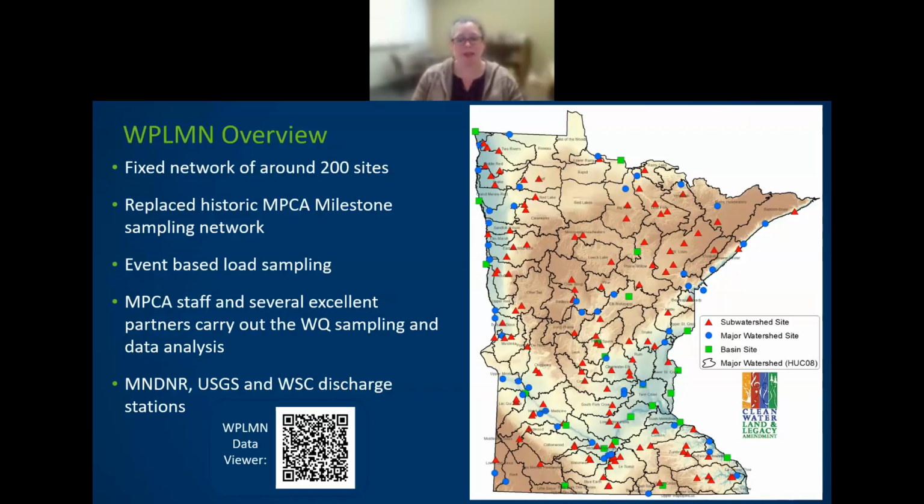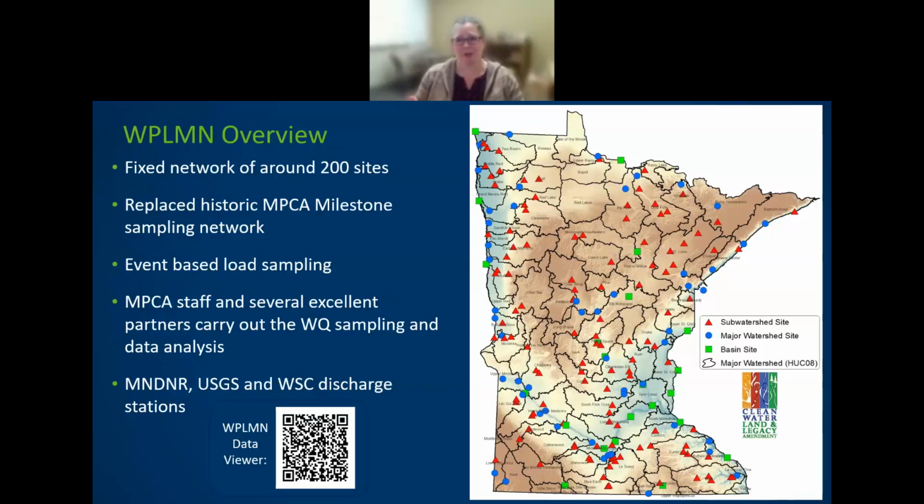Both the basin and major watershed stations are monitored year-round, so we have an understanding of pollutant loads throughout the entire year. At a smaller scale, we have our subwatershed sites. These are the red triangles on the map on the right. And these are further up in the watershed.